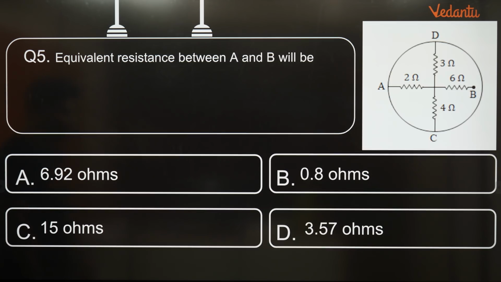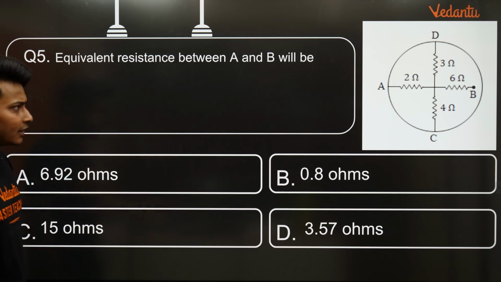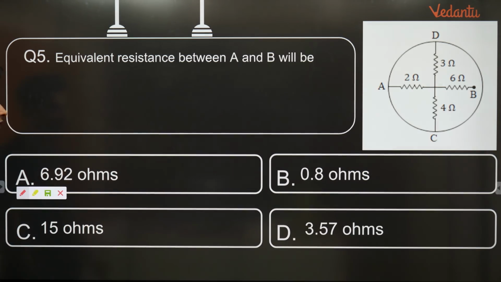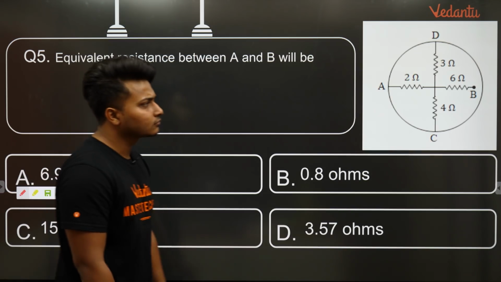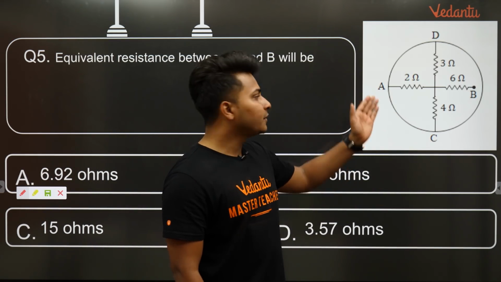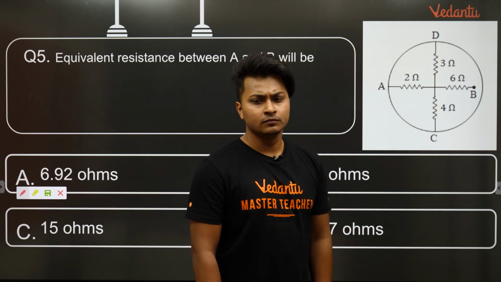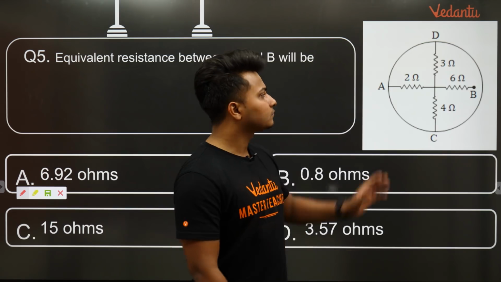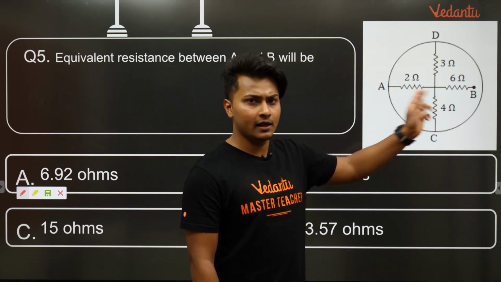Okay, coming back to that. Option A 6.92 ohms, option B 0.8 ohms, option C 15 ohms, option D 3.57 ohms. Let me tell you what the shortcut trick is to actually do this problem. It's a very simple problem though. Look at it very carefully. We have to find out the equivalent resistance between A and B, isn't it? I saw many of you gave me a lot of options here, but let me tell you what the correct answer is. We have to find out the equivalent resistance between A and B.